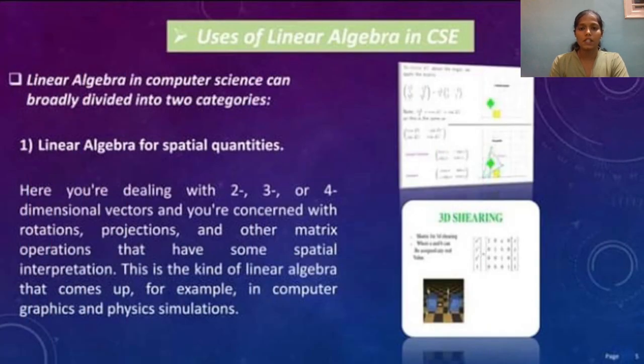Uses of linear algebra. Linear algebra can be broadly divided into two categories. The first one is linear algebra for spatial quantities. Here you are dealing with two, three or four dimensional vectors, and you are concerned with rotations, projections and other matrix operations that have some spatial interpretation. This is the kind of linear algebra that comes up, for example, in computer graphics and physical simulations.